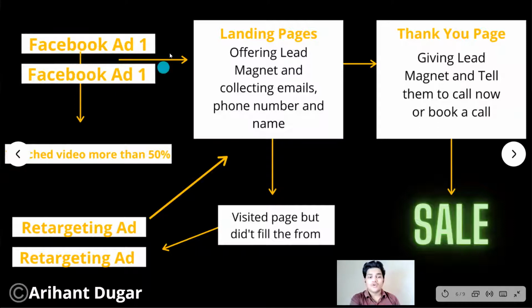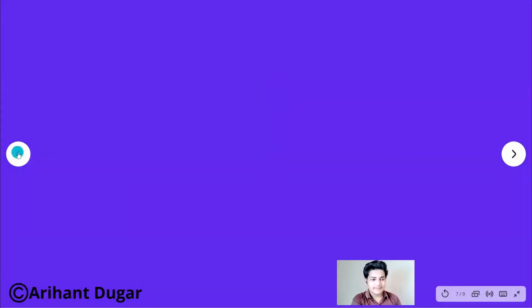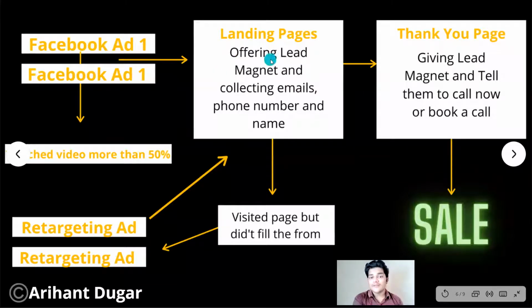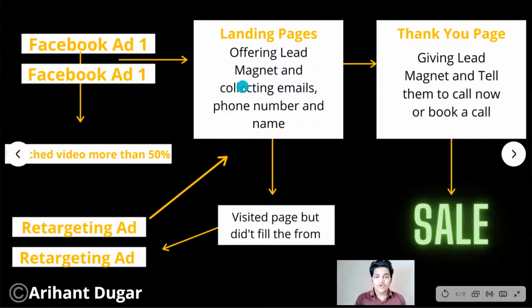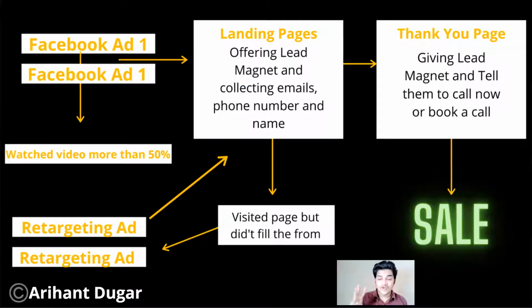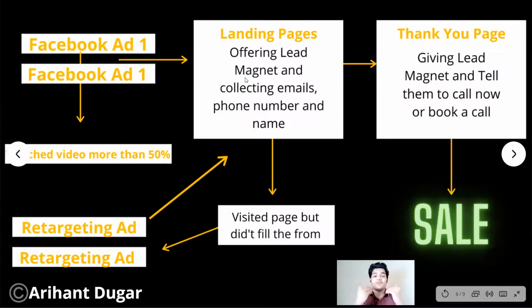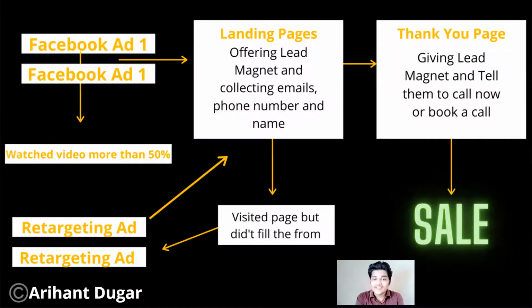People see your ad, click on it, and land on your landing page, where you are offering them a lead magnet or an irresistible offer. For that, you have to collect their name, email address, and phone number. These three things you collect in exchange for the lead magnet or irresistible offer.